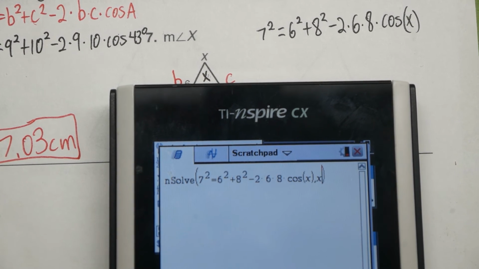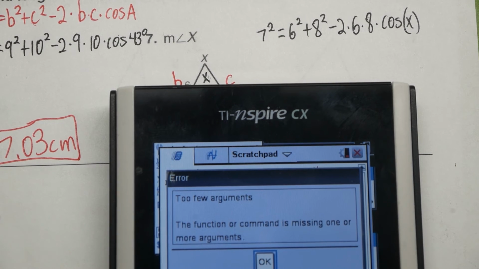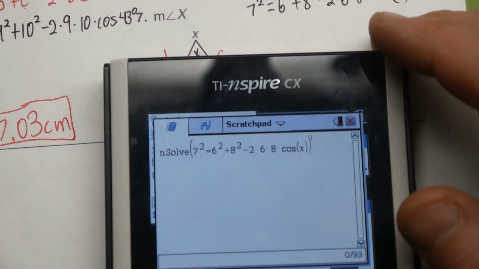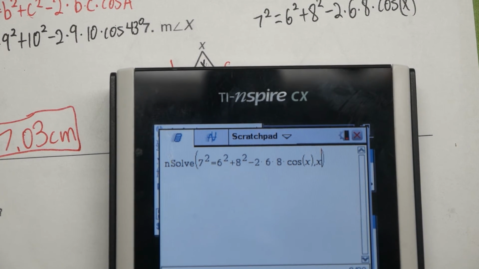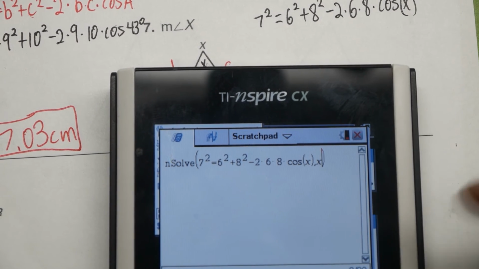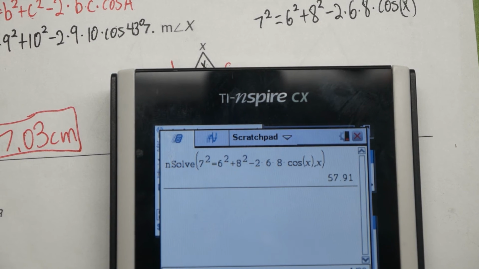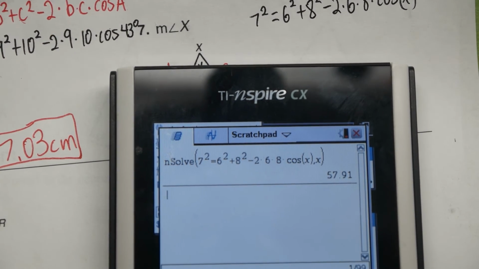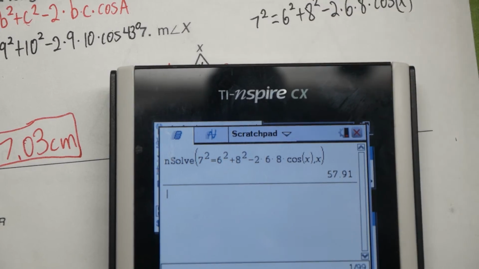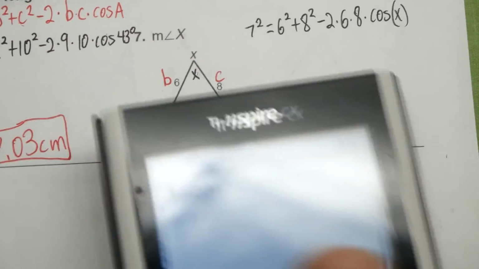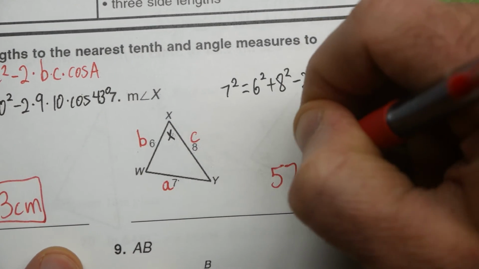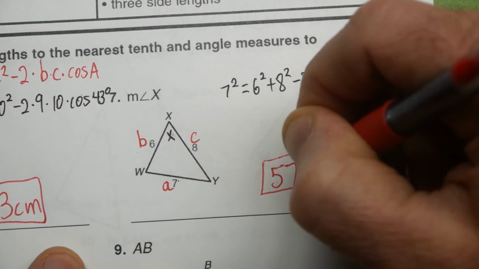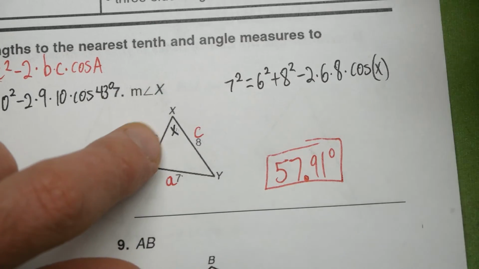If you don't finish off with the comma x, you're going to get an error like that. So make sure you finish off with the comma x. It has to be inside that parenthesis, inside the very last parenthesis. So it's going to be like that. You can see that's going to be a 57.91 degree angle. All right, 57.91 degrees. That's how big angle x is.